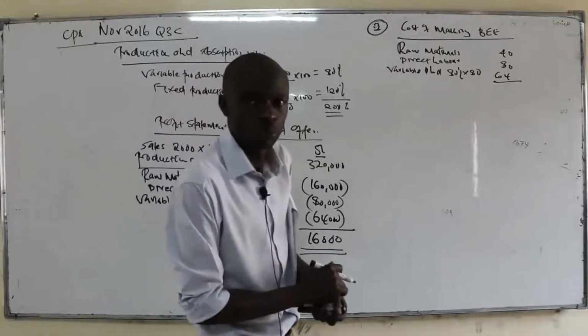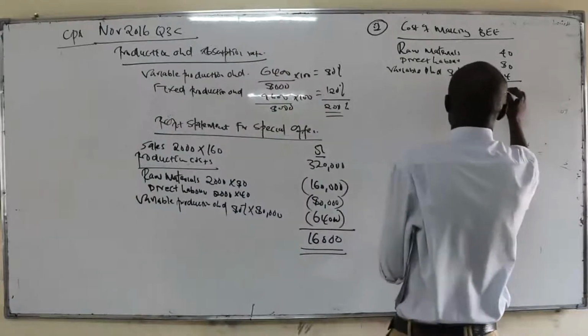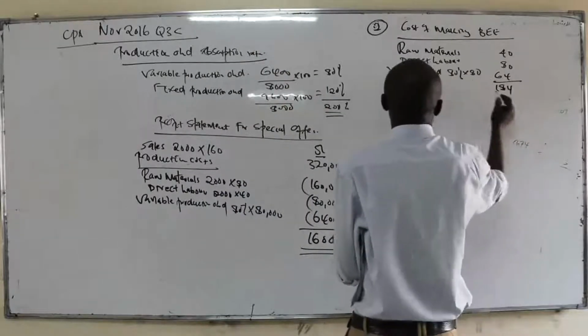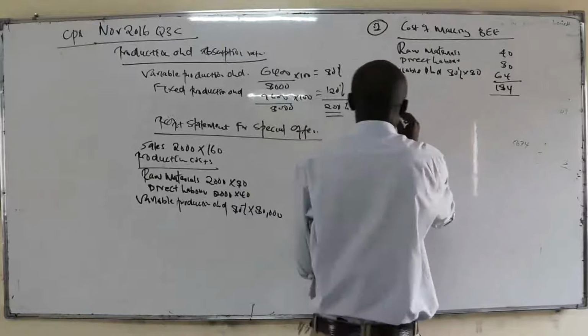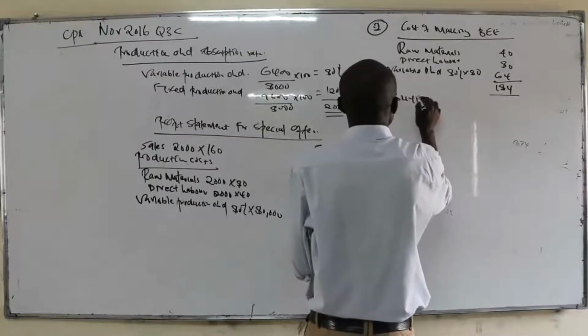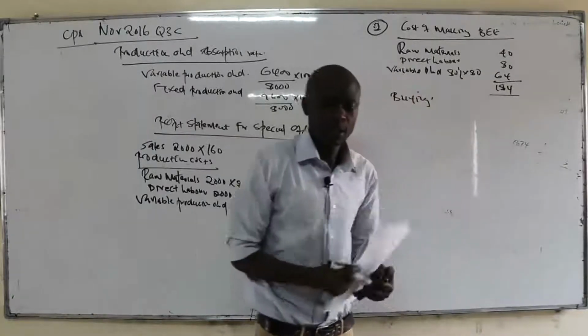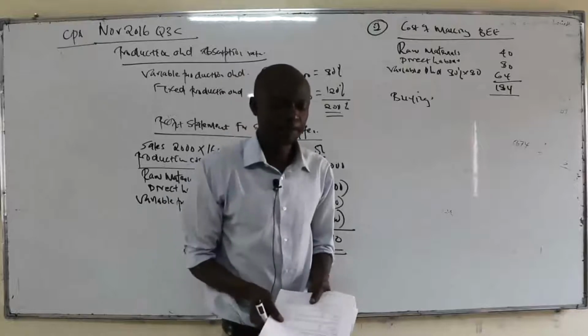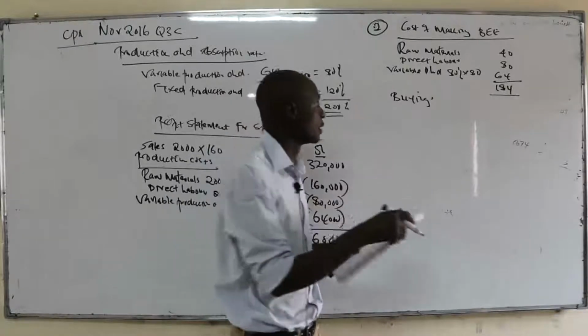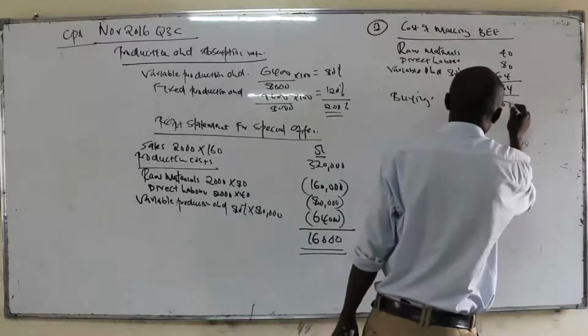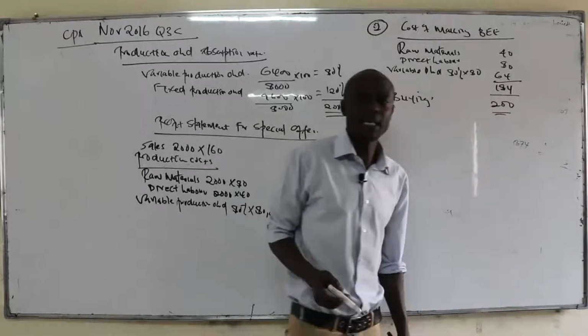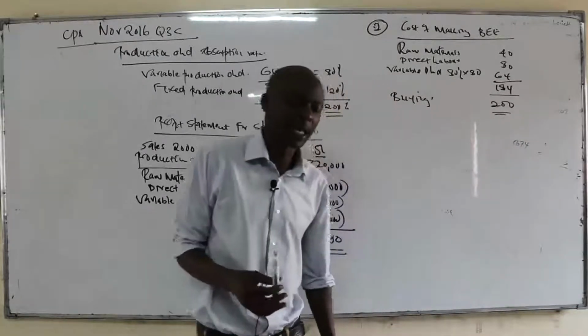182. So you get 184 here. And then you compare this 184 with the buying cost. What is the buying cost? The buying cost is 200 shillings, isn't it? So buying is 200. So you need to make a decision between those, either to continue making or buying.